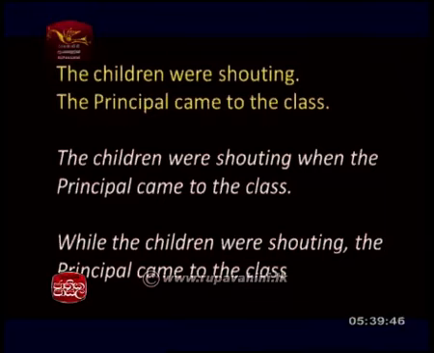Yes, how can we say? The first one, we have put when in the middle. The children were shouting when the principal came to the class.